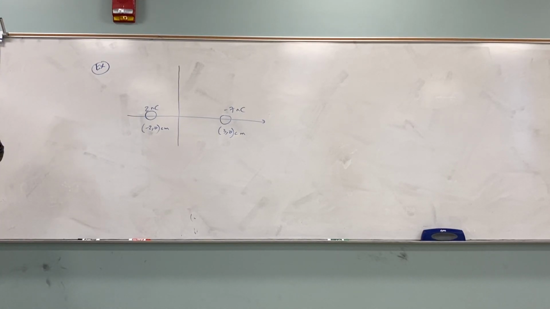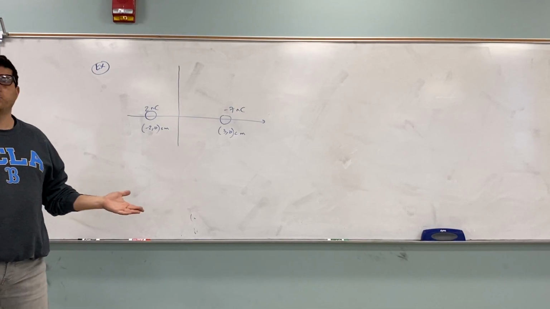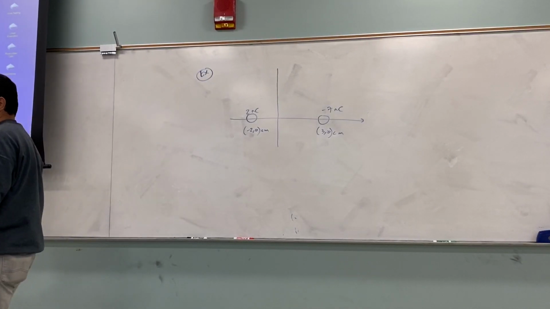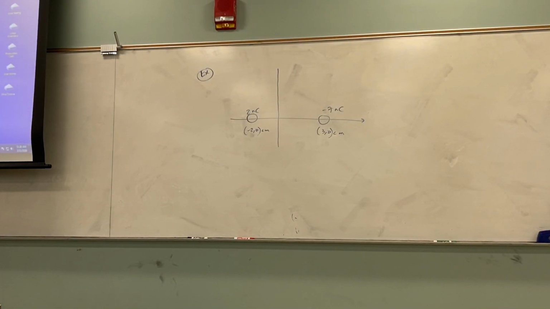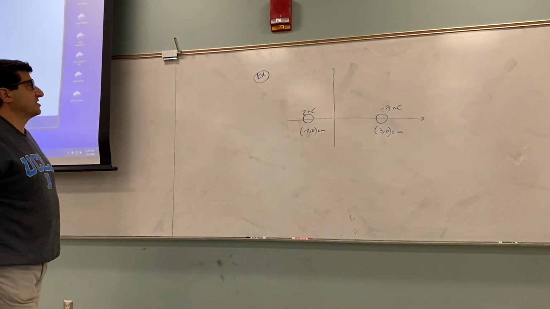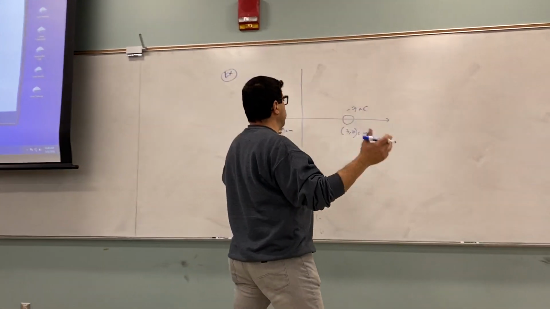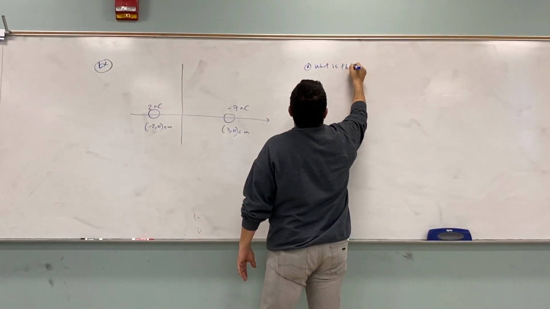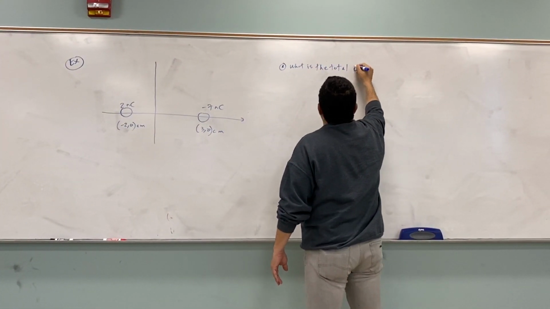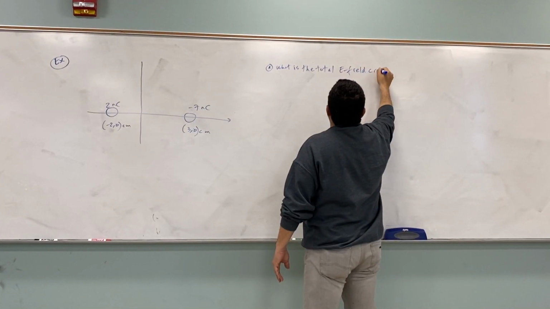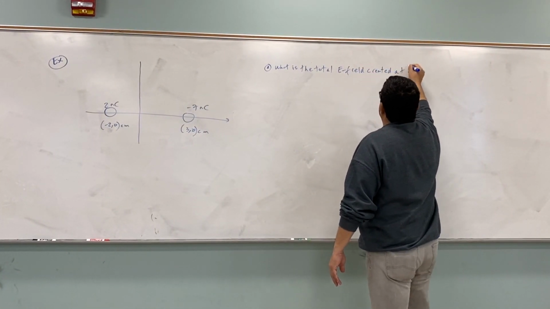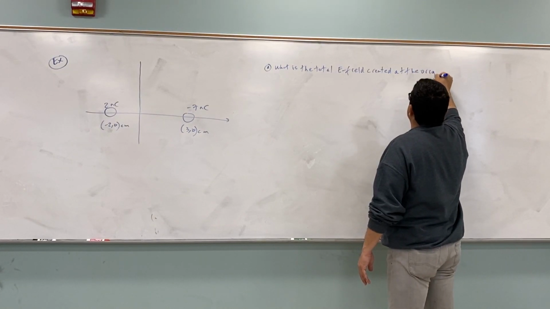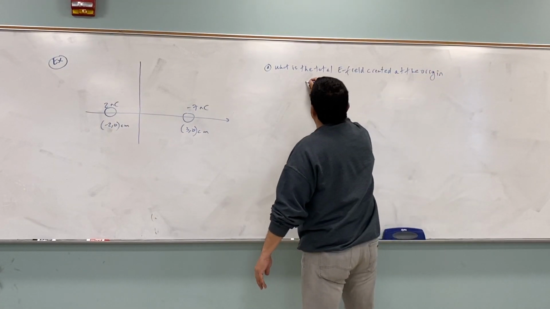Okay, and let's say we can ask what kind of questions we can ask about this scenario. So 2 nanocoulomb, -7 nanocoulomb. How many different kinds of questions can we ask? Well, we could ask a bunch. First, A: what is the total electric field created at the origin due to these two charges?